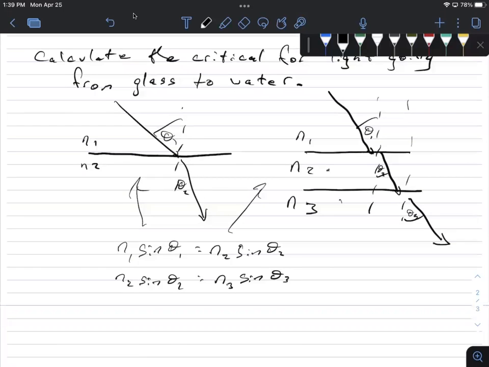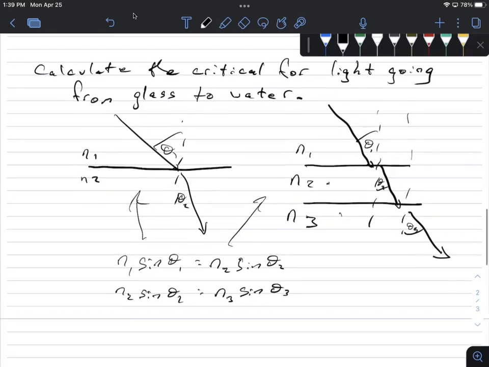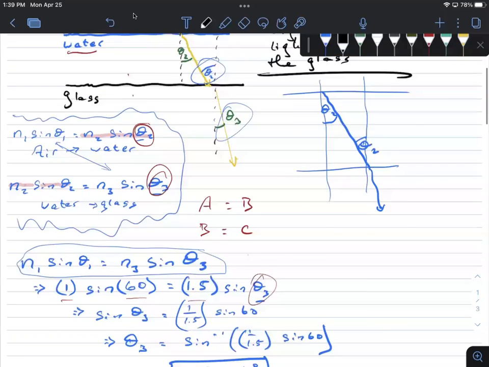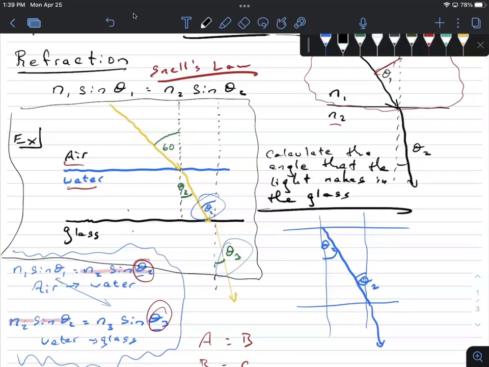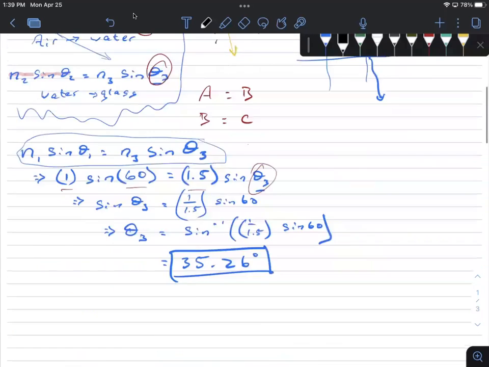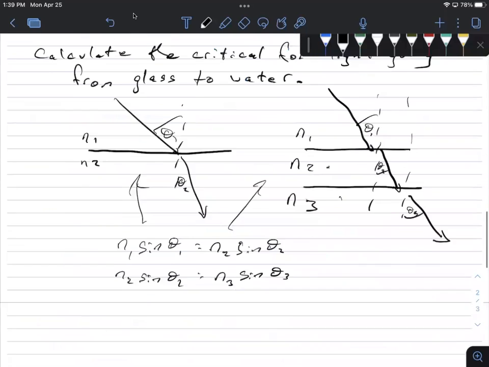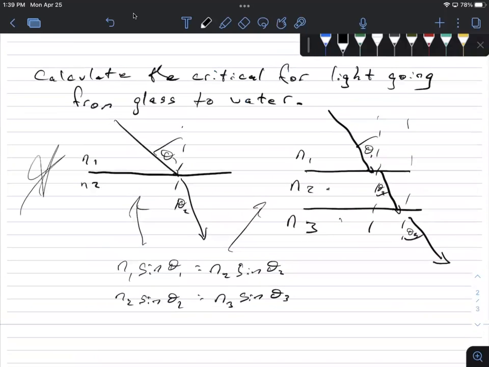And then, like I said, if we have a fourth material, then we need another one. N3 sine theta 3 is N4 sine theta 4, and so on down the line. So for the first example we did, I just happened to pick a complex system with multiple layers. The regular problem will just have the first 2 layers, which is like this example over here, where we just have one Snell's law thing.